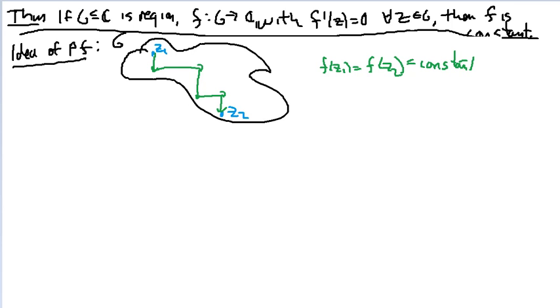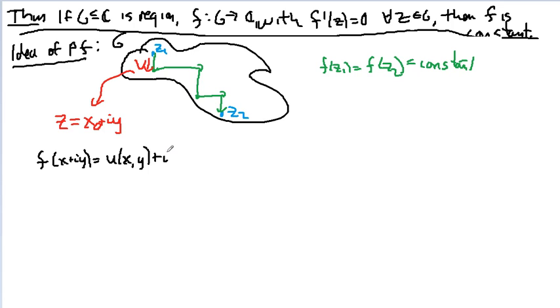Well, here's the basic idea. I'm just going to look at one of these vertical segments, let's call this v, and I'm going to prove that the function is constant on v. And so on this v, all the z's look like x naught plus iy. The only thing that's changing is the y. And so similarly, it's going to be useful to write down f of x plus iy equal to u of x,y plus i v of x,y.